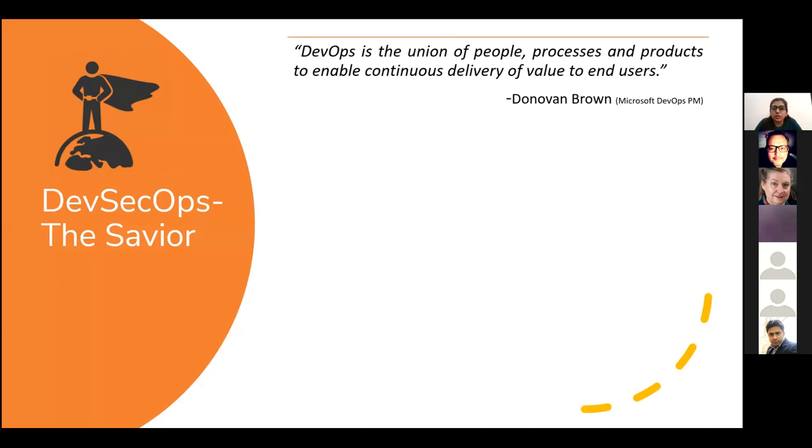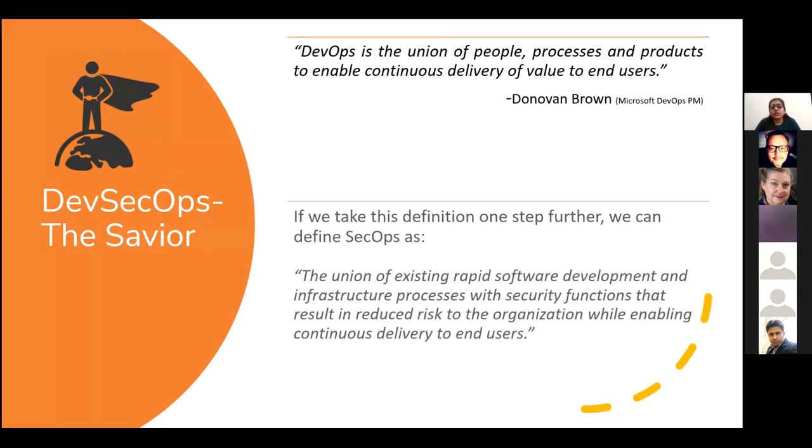So Donovan Brown says that DevOps is a union of people, process, and products to enable the continuous delivery of value to end users. If we just take this definition one step forward, the union of rapid software development and the infrastructure, along with the security functions, which results in reduction of risks for the organization while continuous delivery, is the definition of DevSecOps.